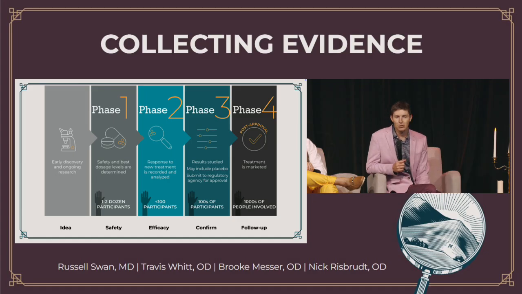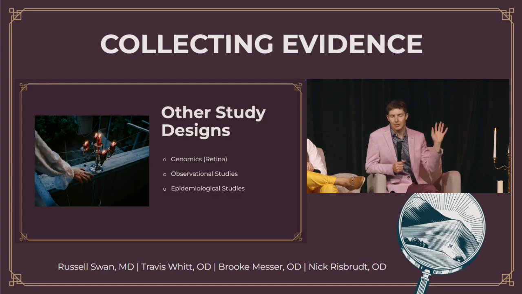Most of the studies that we do in the eye care space are primarily phase 3 and then some phase 4 studies. Occasionally we'll participate in a phase 2 study, and we've done that for some corneal endothelial growth factors and other things. But most of the studies that we participate in are phase 3 or phase 4. And then the last study section would be other study designs that we see, which are bigger picture and that we're not doing as much clinically: epidemiological, observational, and genomics, which is particularly in the retina space.